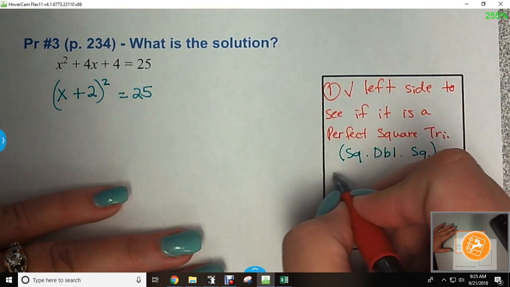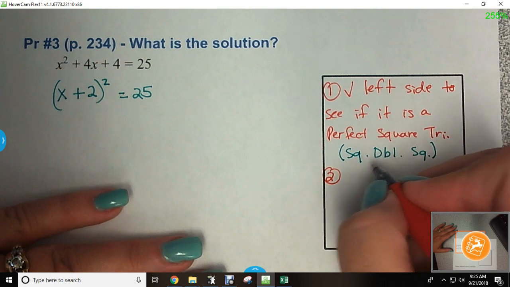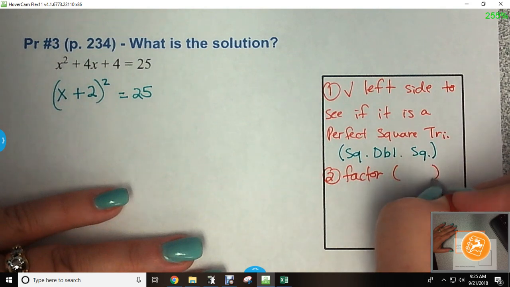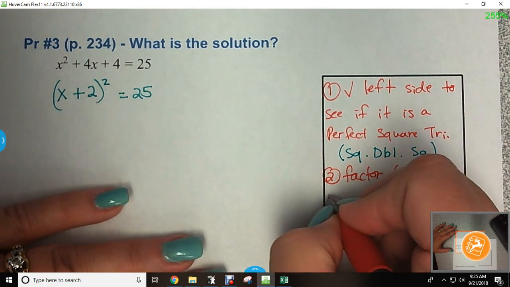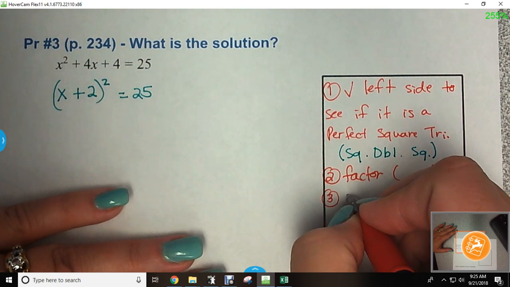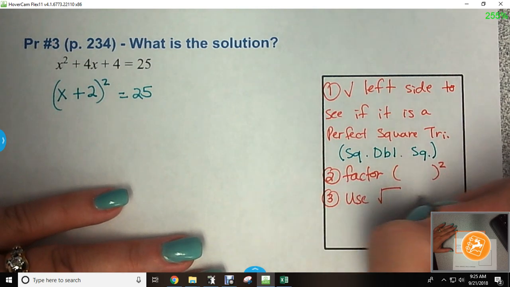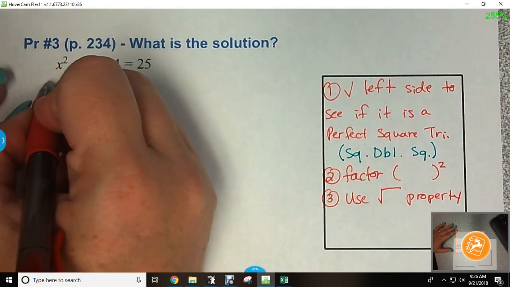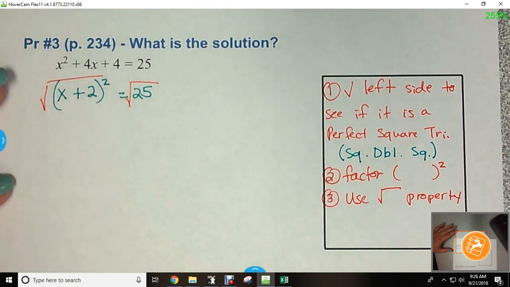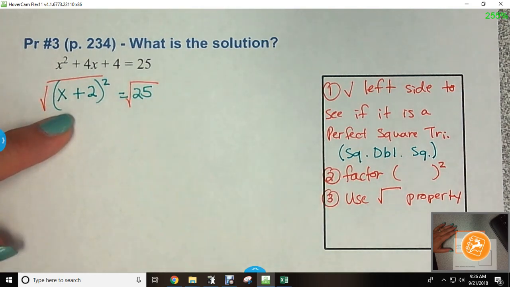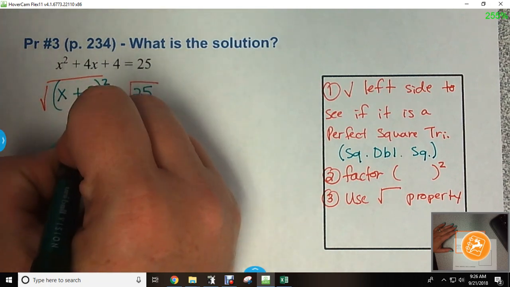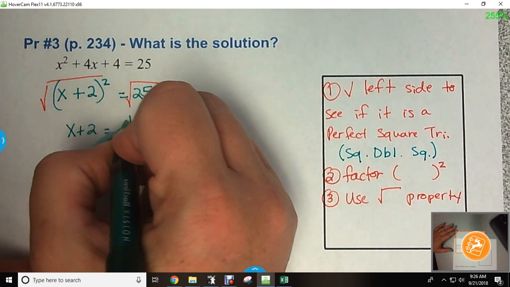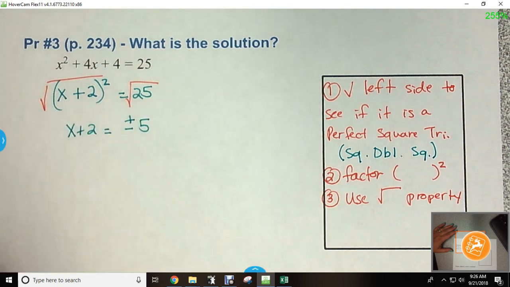So, for number 1, it was a square double square, so we're going to factor it into a parenthesis squared. Then we're going to use the square root property. So go ahead and take the square root of both sides. And over here, the square and the square root will cancel, so I just get x plus 2. On the right side, the square root of 25 is plus or minus 5.